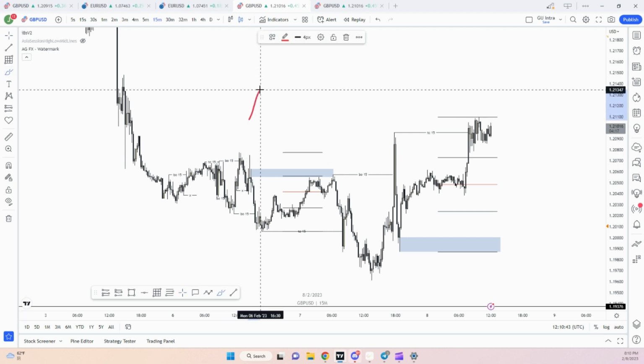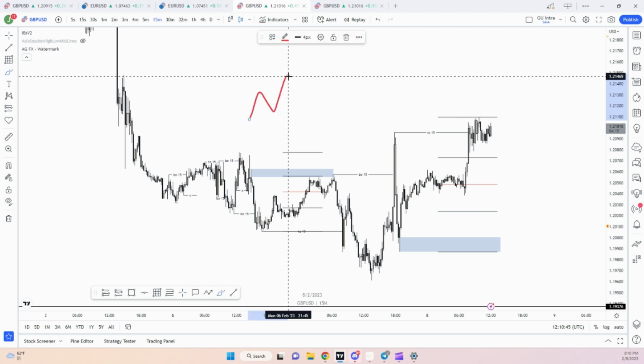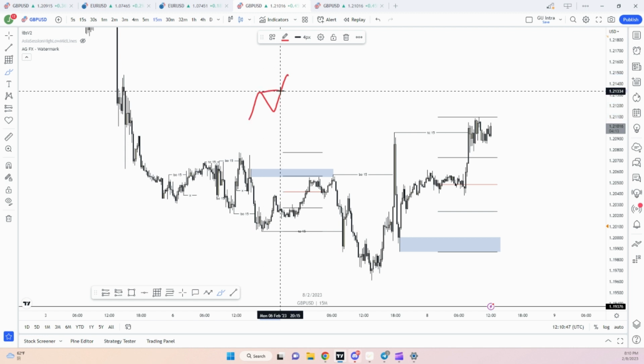Anyway, in terms of refining your stop losses, the easiest way to do it is obviously you want to be trading pro trend. So let's say this is our trend. Obviously we are bullish.